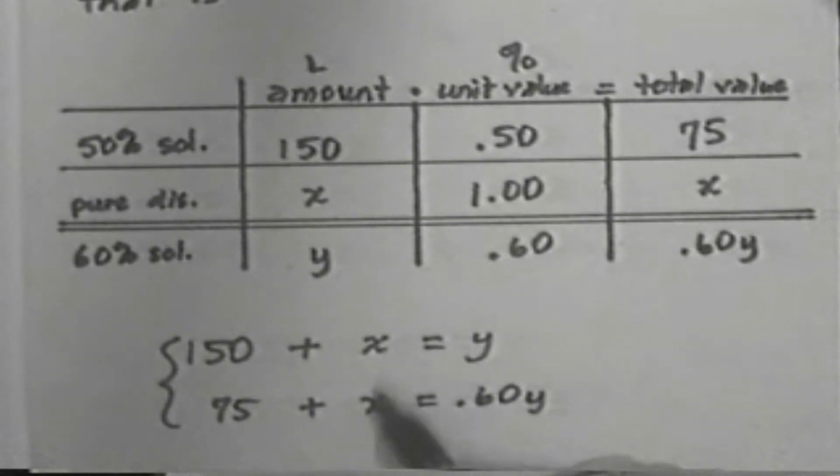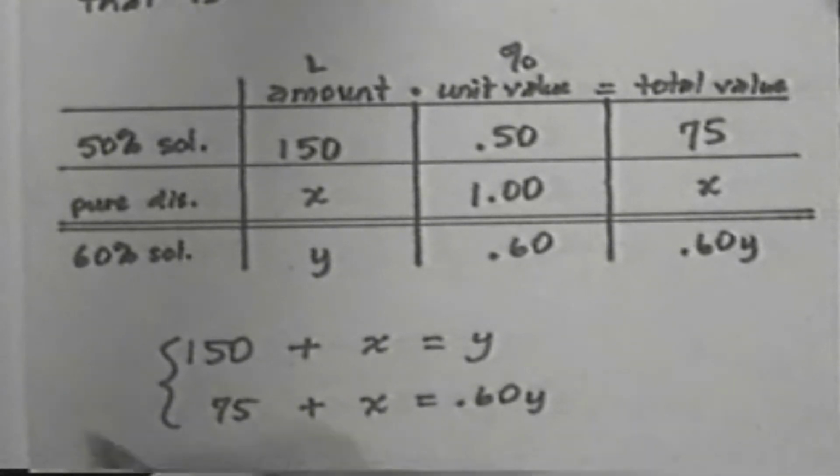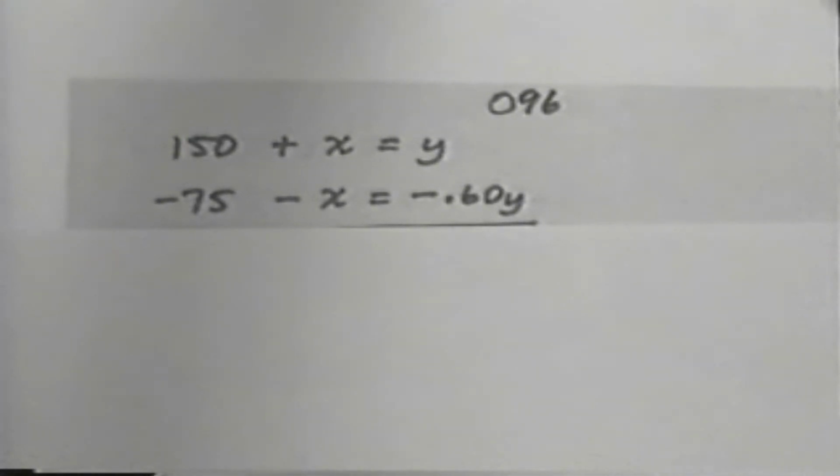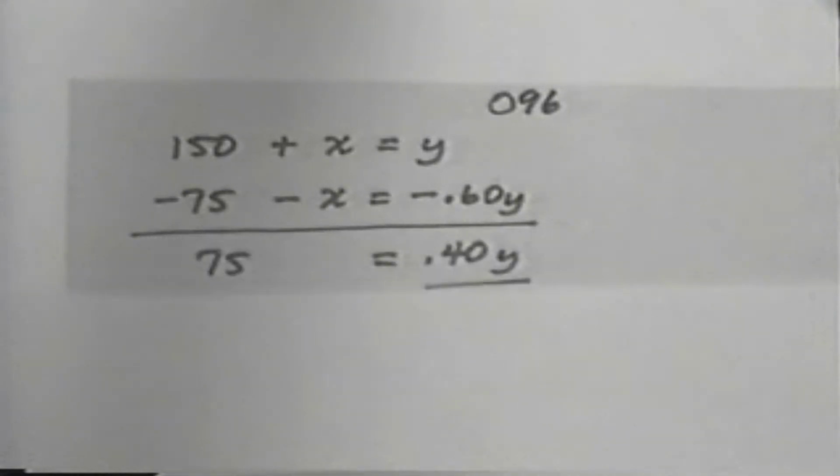Let's eliminate the x. It's all set up to be eliminated, isn't it? So let's eliminate the x by multiplying the first equation by 1 and the second equation by -1. And this will give us 150 plus x equals y, and -75 minus x equals -0.60 y. When we add these equations, the x terms cancel, and so we get 75 equals 0.40 y.